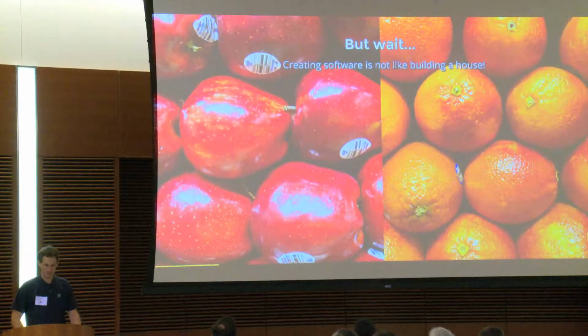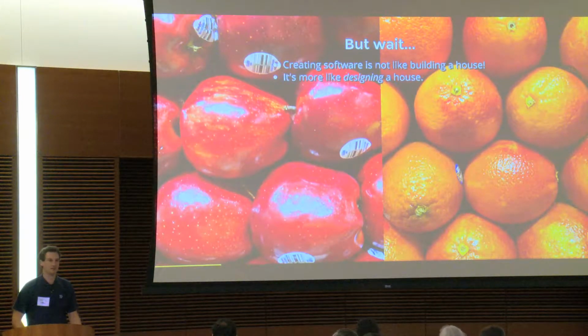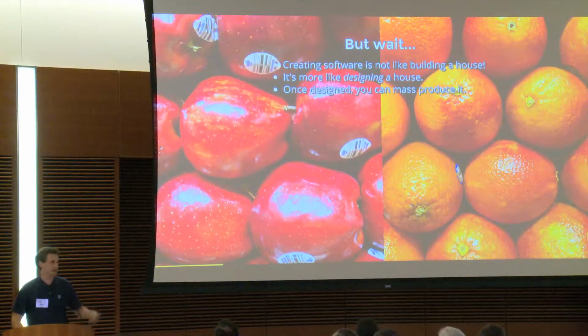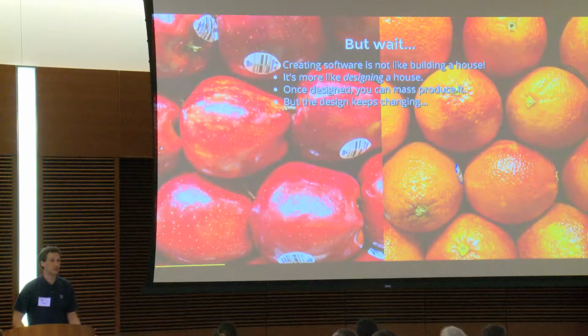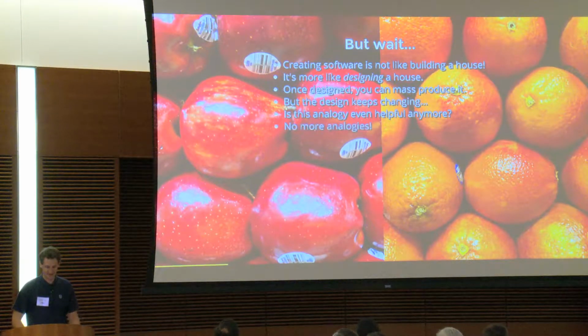But before we get too heavy on analogies, let's think about this. Creating software isn't like building a house. People like to talk about cars a lot and houses a lot when they talk about software, and I think there's a lot of problems with that. It's actually more like designing a house, like an architect, right? So once it's designed, you can mass produce the software. You can copy it on a USB stick. You can give it to anybody. The design keeps changing and changing. It's not like you finish your software and then it's done forever. So I don't think this analogy is necessarily even worth continuing. So I promise no more analogies. I'm just going to talk about ImageJ as is, and I won't compare it to a car.